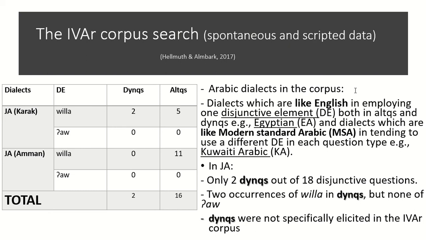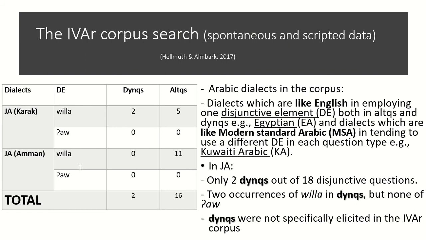Now, in Jordanian Arabic, as you see from the table here, only two disjunctive yes/no questions out of 18 disjunctive questions, only two occurrences of willa in disjunctive yes/no questions, but none of aw.